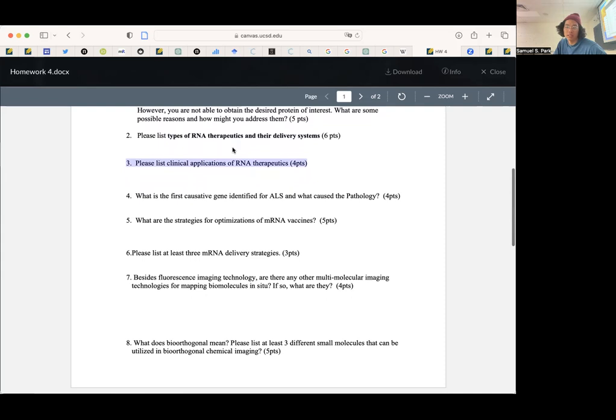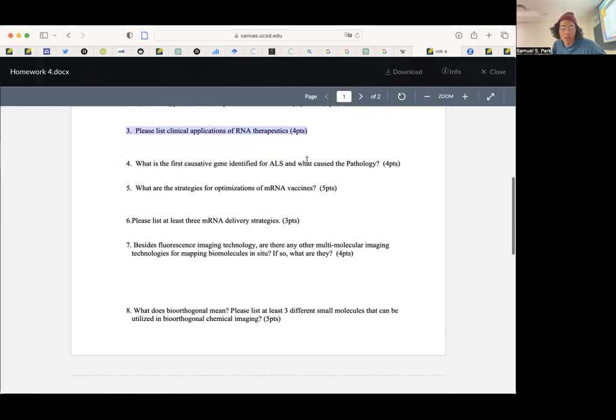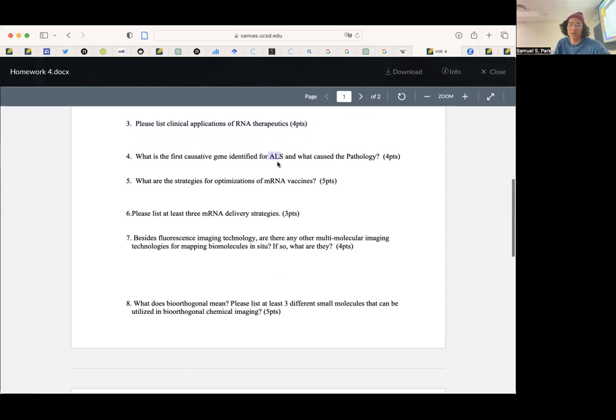Okay. So please list the clinical applications of RNA therapeutics again. Yeah, I think in Kun Zhang's slides, there's a timeline of different applications there. What is the first causative gene identified for ALS? Okay, this is also in Kun Zhang's slides. I think there was a slide.